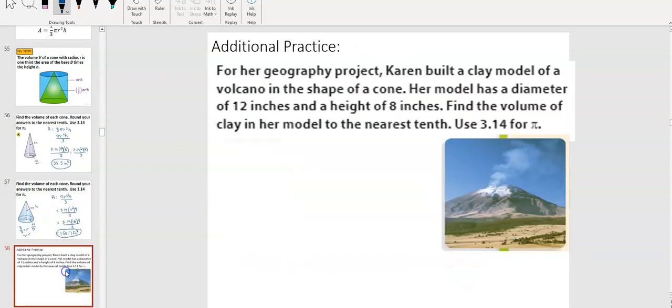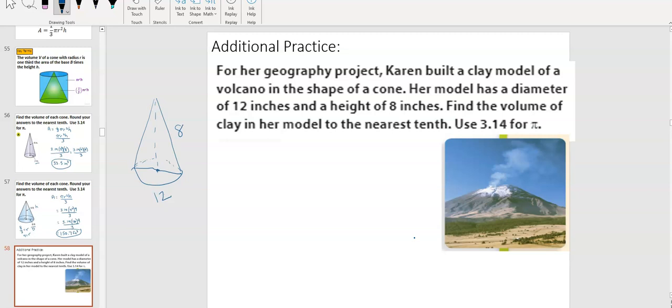Awesome. Okay, so now here's a word problem. We have a volcano. For her geography project, Karen built a clay model of a volcano in the shape of a cone. Her model has a diameter. So if I'm going to draw this cone, the way that you would usually draw a cone is you draw a circle at the bottom and the back of it's kind of dotted. And then you've got your center, your radius, and you've got your height here. Okay, so this is my volcano that Karen built. All the way across, its diameter is 12, and its height is 8, and we want to find the volume.